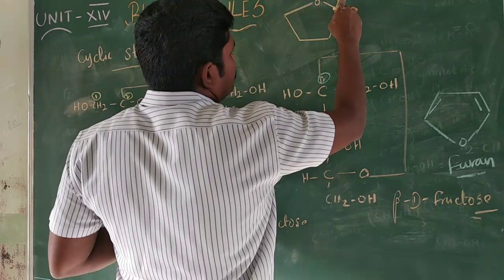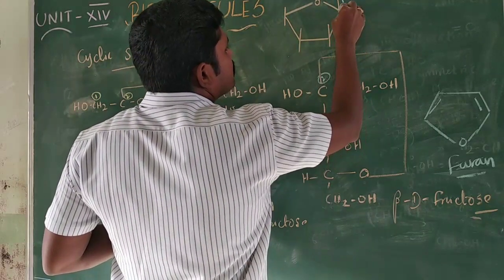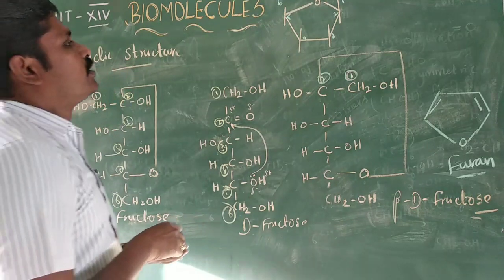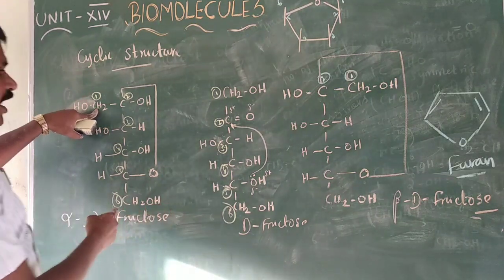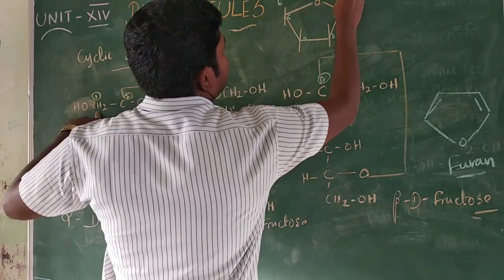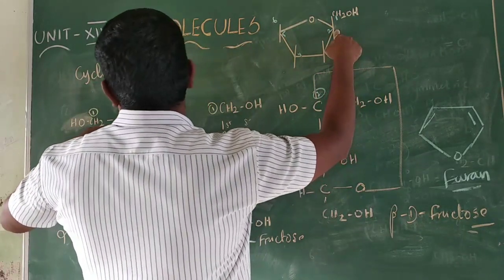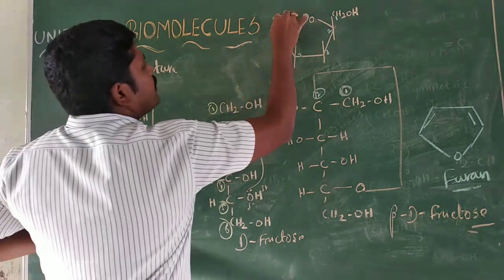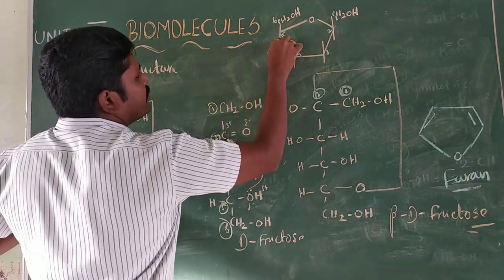Okay, so draw the straight line. The first carbon, then 1, 2, 3, 4, 5 and 6 carbons. The first carbon is CH2OH. Alpha D fructose is also known as pyranose, alpha D fructopyranose. First CH2OH, second carbon C, then third, fourth, fifth and sixth carbon. The sixth carbon is also CH2OH, and the fifth carbon has H.